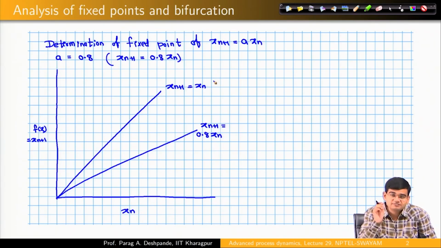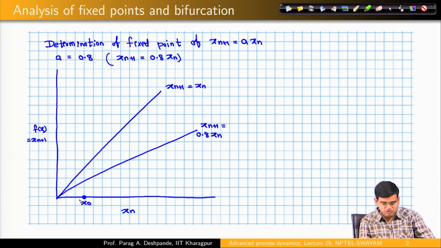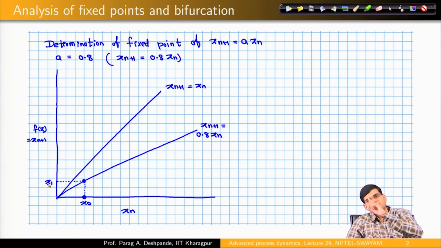Okay. So, I have the observation at the first instant of time. So, let us say that this is x 0. Okay. So, corresponding to x 0, what will be the value of the function? This is going to be the value of the function, right. So, this is going to be x 1. See, I am on the function, I am on the line of the function. So, therefore, this value along the y axis would be x 1.